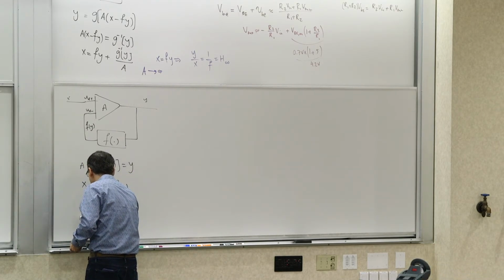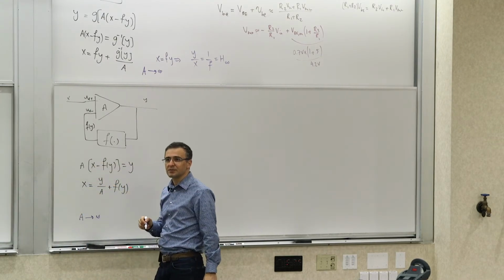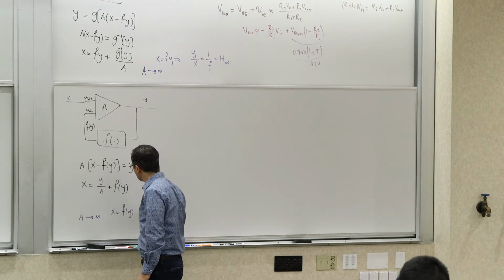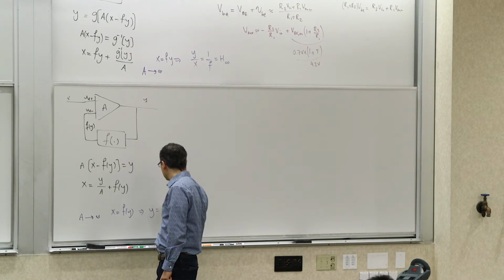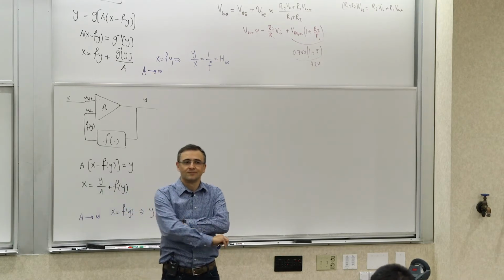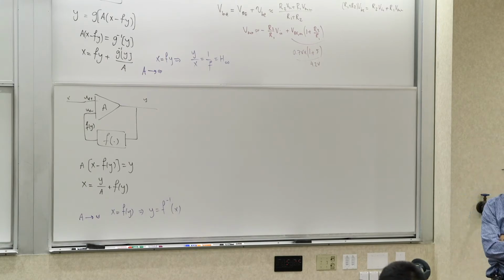Sorry, A is going to infinity. So then obviously this first term disappears, right? So what you will end up with is x equals f of y. But we're interested in the relationship of y and x. So y becomes f inverse of x. So again, what we put in the feedback path got inverted.